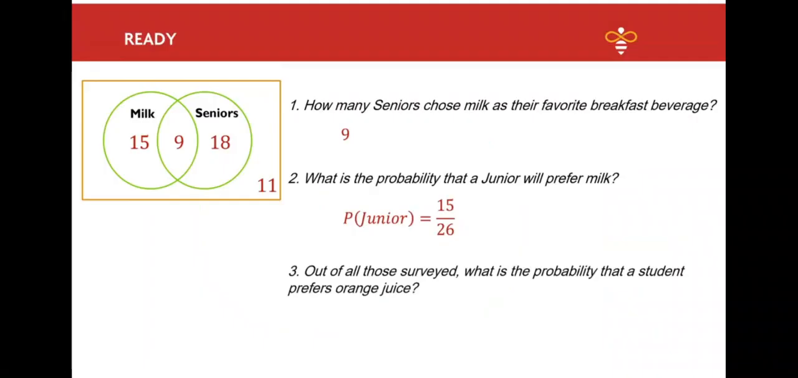Out of all those surveyed, what is the probability that a student prefers orange juice? This is not a conditional statement. It is just a basic probability question. So, the probability of a student liking orange juice is 29 out of 53. The 29 comes from the 18 plus 11 outside the milk circle, and the 53 is the total of all students surveyed.